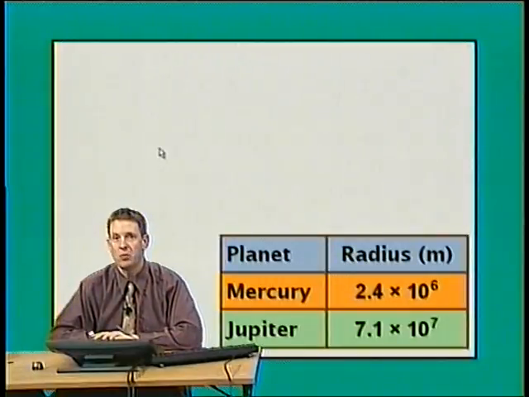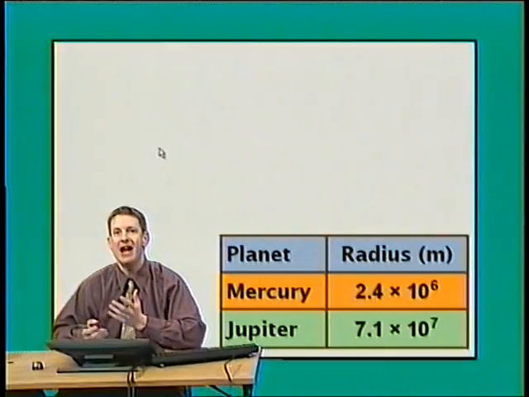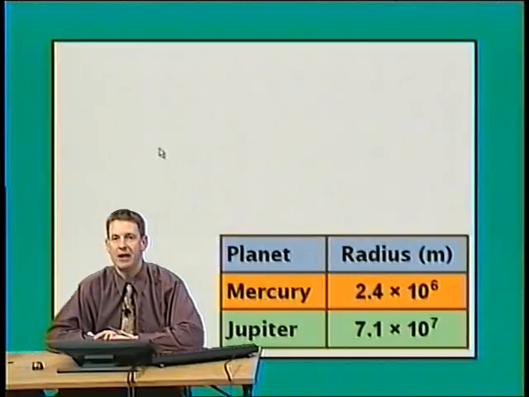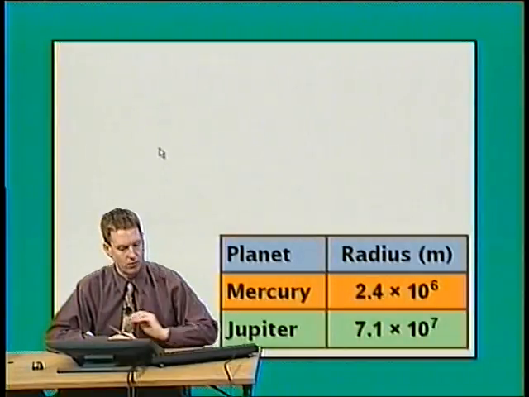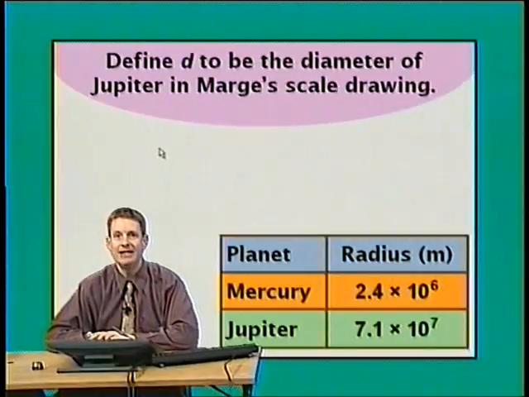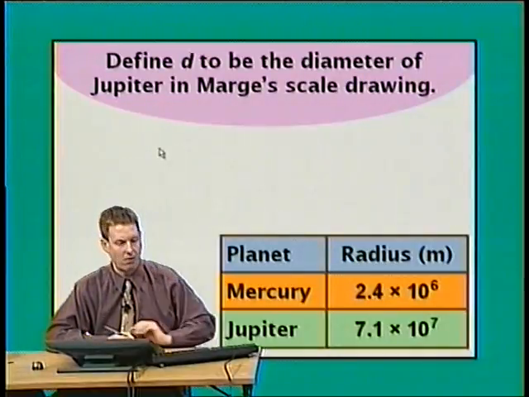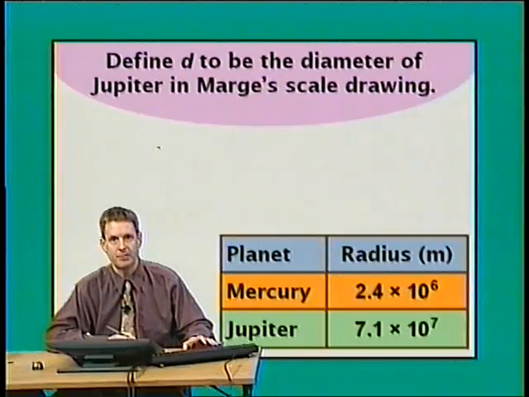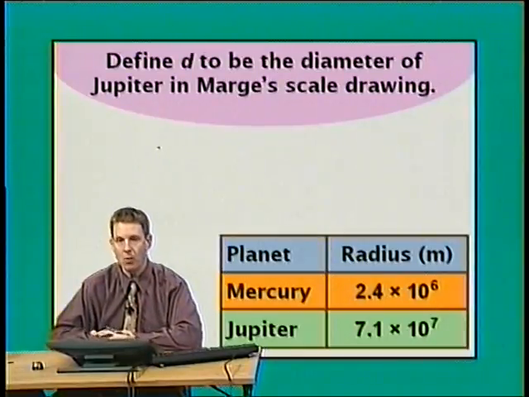So using these rounded numbers, just to get a vague sense of the dimensions that Marge would have to use in her drawings, what we want to do is define D to be the diameter of Jupiter in Marge's scale drawing. Remember, Marge is going to draw a scale drawing of the solar system, and she's going to draw Mercury with a diameter of 1 inch, and we want to figure out what the diameter of Jupiter needs to be. Well, this is just a proportion.